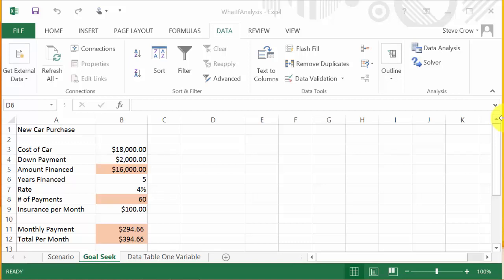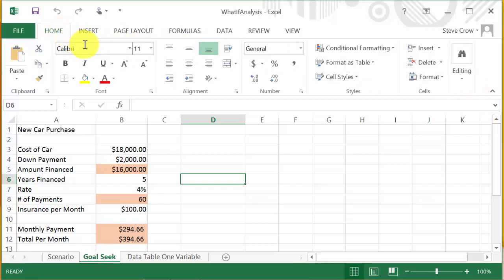Alright, so in this video we want to look at the goal seek function in Excel. It's in the what if analysis. Alright, so let's suppose we want to buy a car.